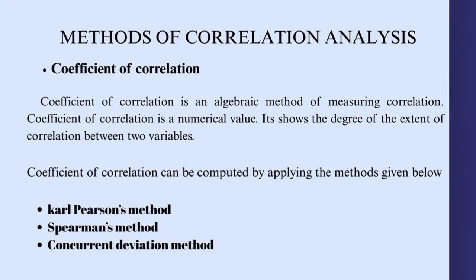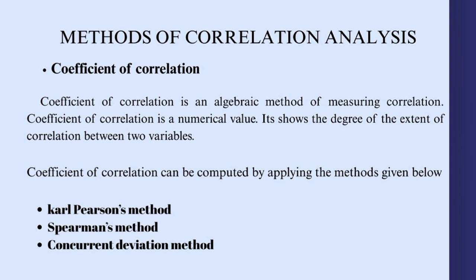Another method of correlation analysis is the coefficient of correlation. The coefficient of correlation is an algebraic method of measuring correlation. It is a numerical value that shows the degree or extent of correlation between two variables. It can be computed by applying the methods given below. The first one is the Karl Pearson method. The second one is Spearman's method. And the last one is the concurrent deviation method.